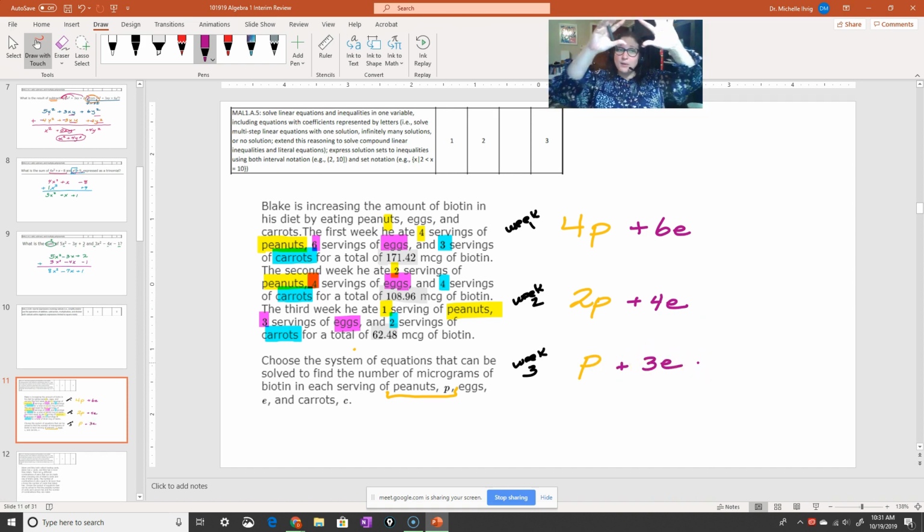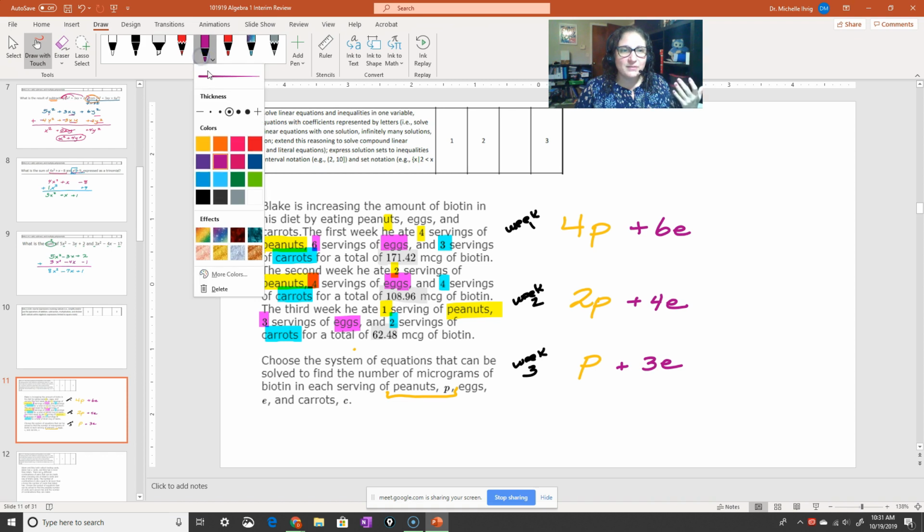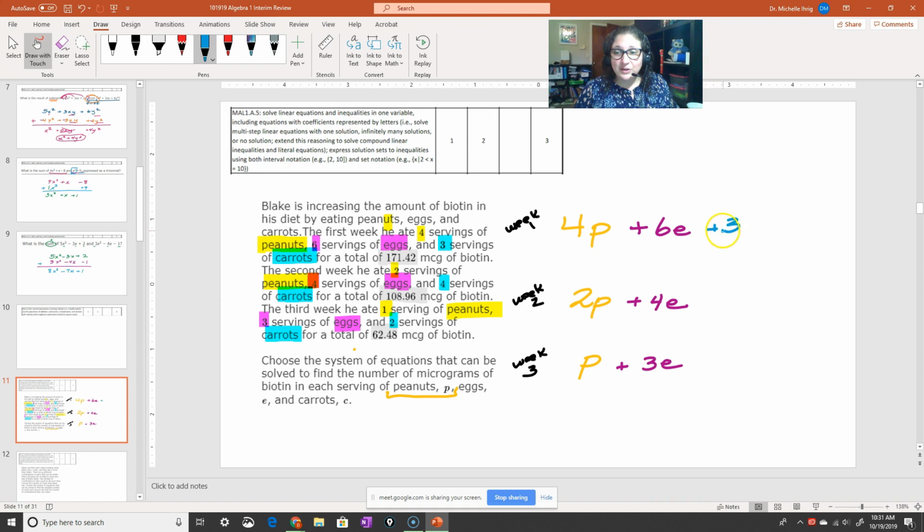Now, you could have done it. I'm using multiple colors, so it's easier for me to do all the peanuts, all the eggs, and all the carrots. But you could easily have just done it, and since you're using pencil, all the way across. You could have done 4P plus 6E plus, if you're communicating with me, you would tell me 3C is next. But it's however you want to do it. It's just easier for me to only switch it once every time, so that's why I'm doing it this way. But then it says plus, then he ate 3 servings of carrots is C. He ate 4 servings of carrots the second week, and he ate 2 servings of carrots the final week.